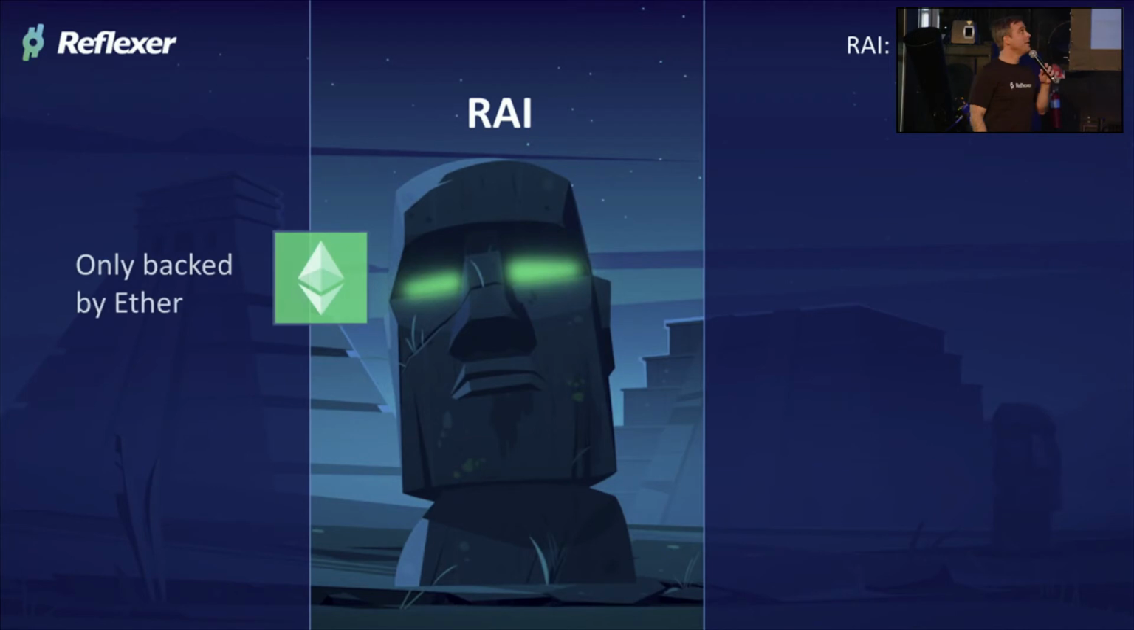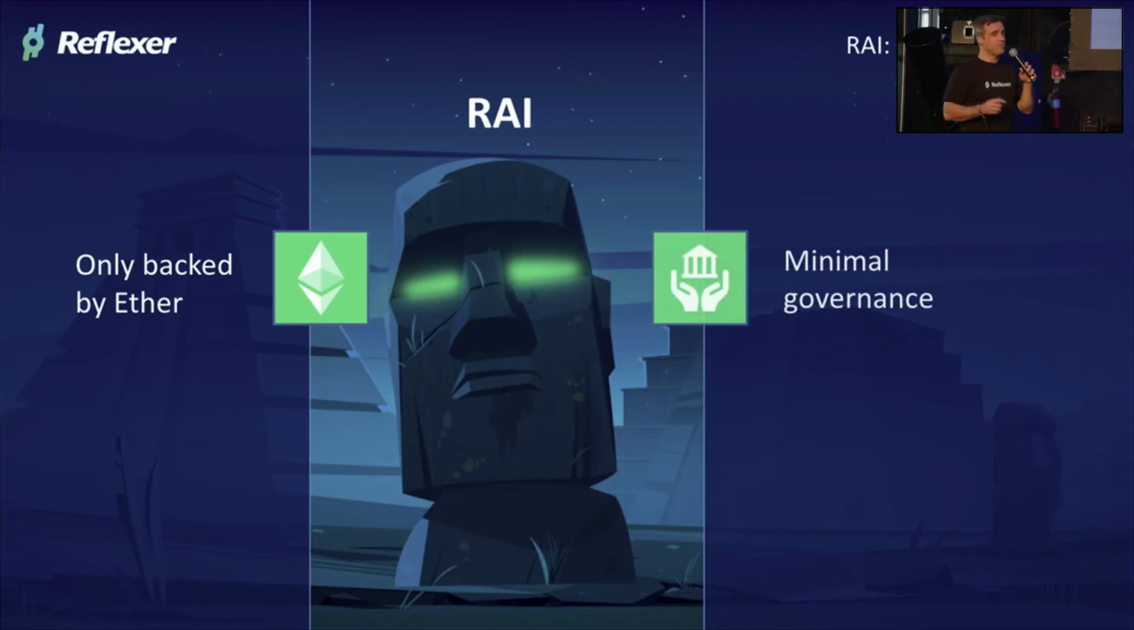RAI is only backed by Ether. We think Ether is first layer money, so we want a stable coin that only represents our first layer money. Minimal governance. This is a core value of the team and the protocol.